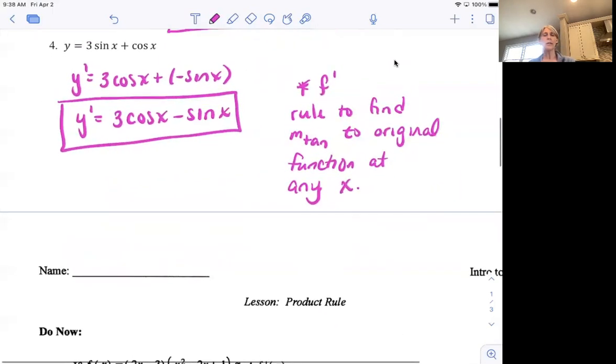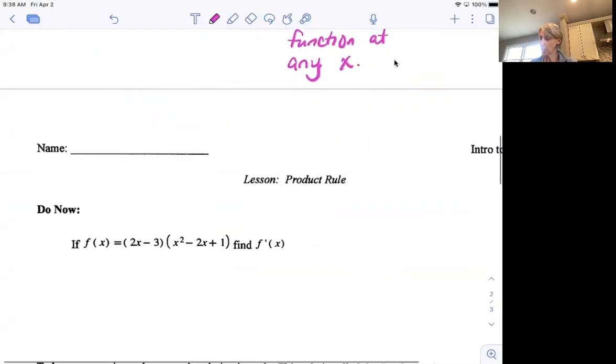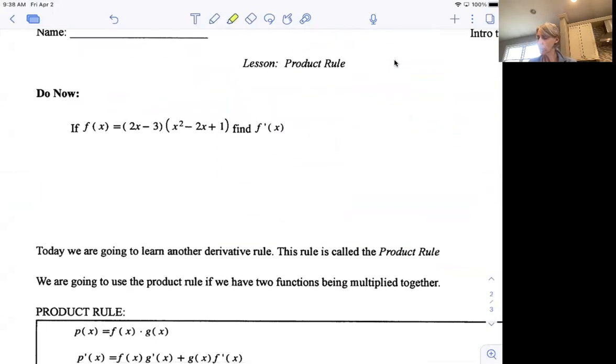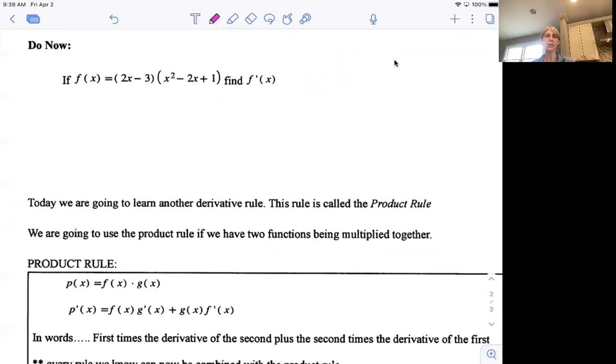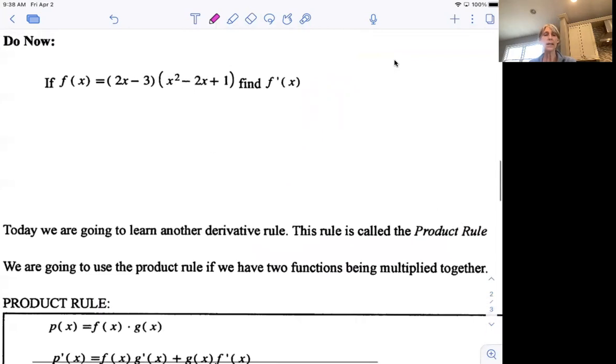So that was just a little bit of a review to get us back in the swing of things for today's lesson. Today we're going to be talking about something called the product rule. We're going to begin with this do now. If f of x equals 2x minus 3 times x squared minus 2x plus 1, find f prime of x. Right now, the only way we can find f prime of x is by distributing this out.